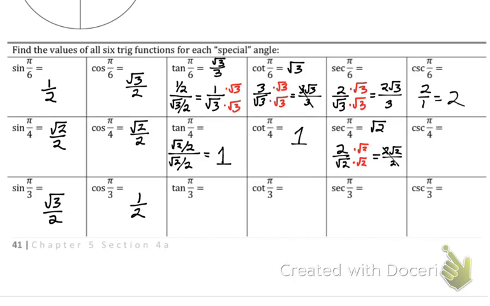Cosecant is the reciprocal of sine, so it's going to be 2 over square root of 2 as well. But we know that equals square root of 2 because we just did that math.